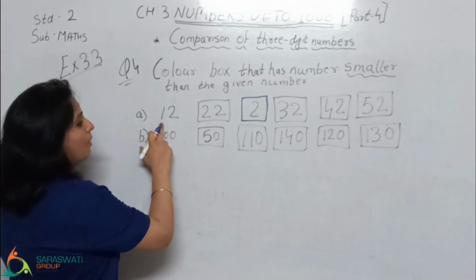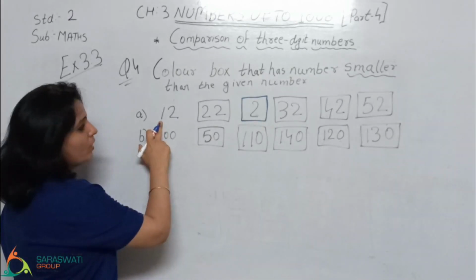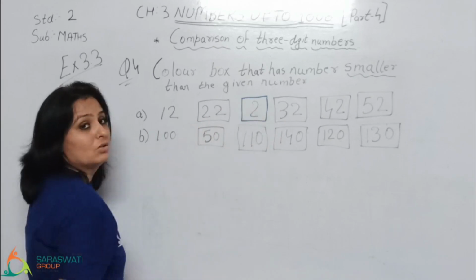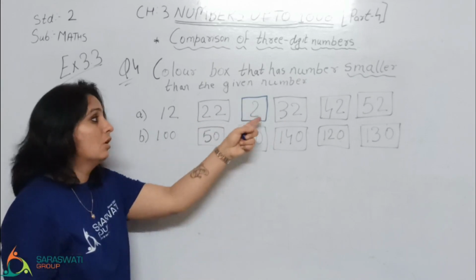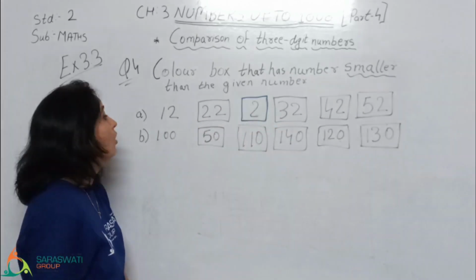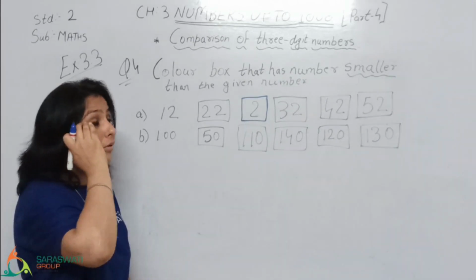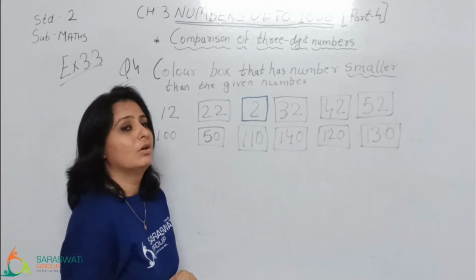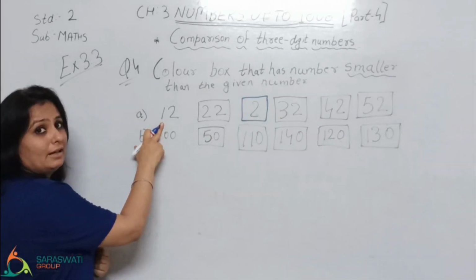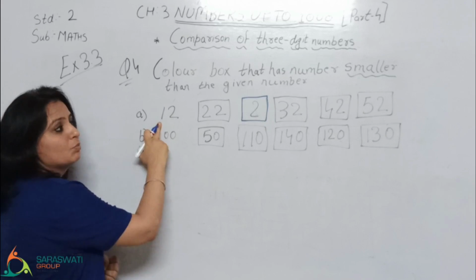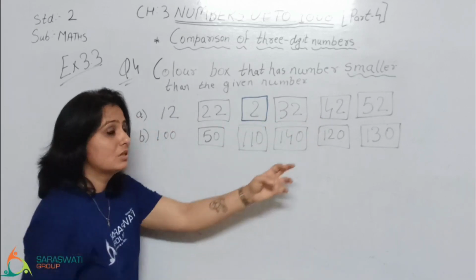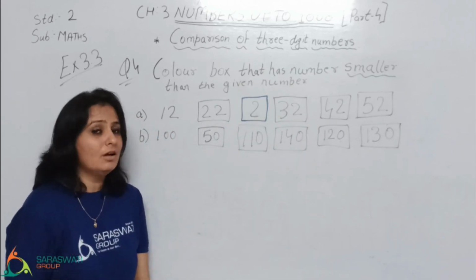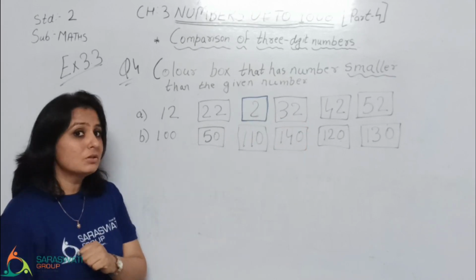32. Compare the tens place. Here it is 1 and here it is 3. So 3 is greater. So 32 is greater. So we cannot take 32. Right. Next is 42. Again, comparing tens place. 1 is smaller than 4. So this is greater. So we cannot take 42 because 42 is greater.